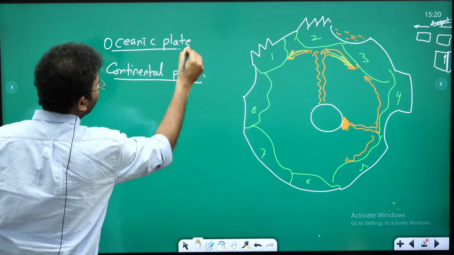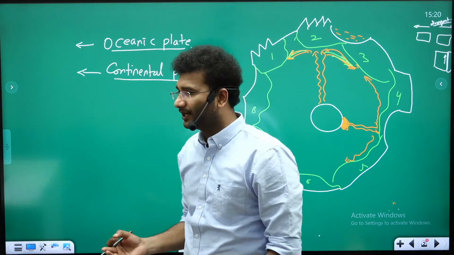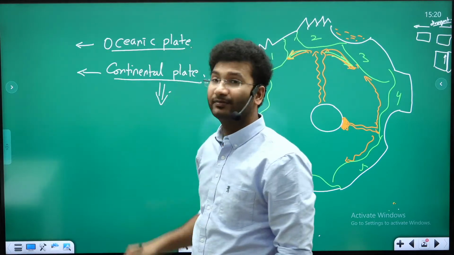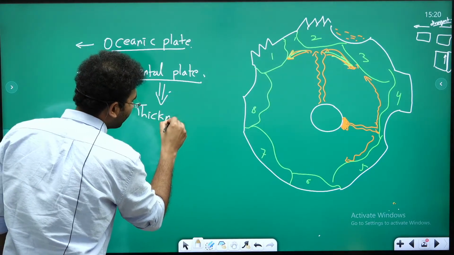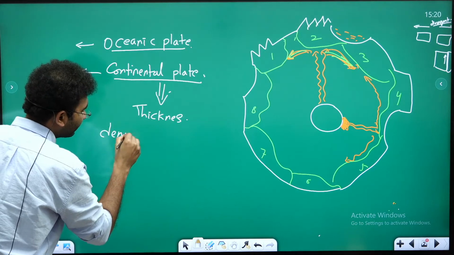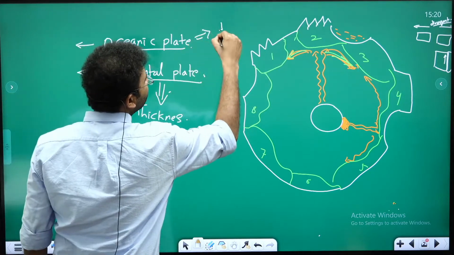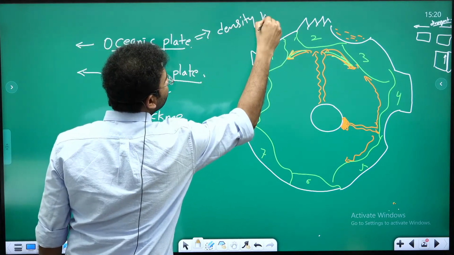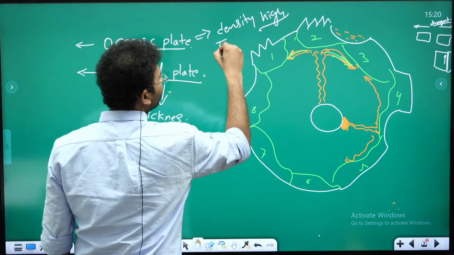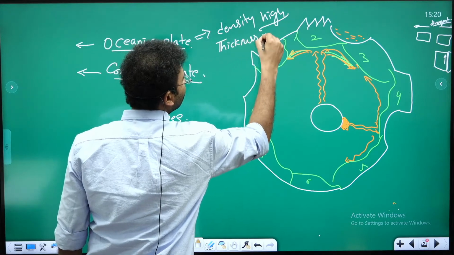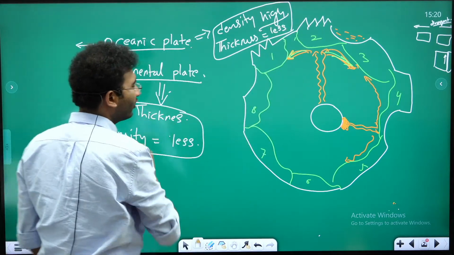right? You know the thickness. Which thickness is higher? Is it continental plate or oceanic plate? It is continental plate, thickness is more. I'm talking about thickness, but density is less. Oceanic plate density is higher as compared to continental plate, but thickness less.